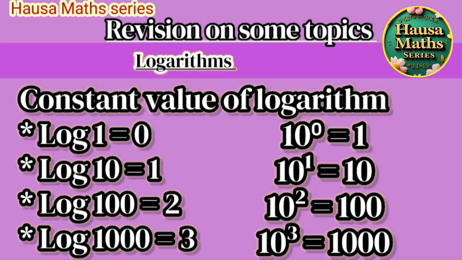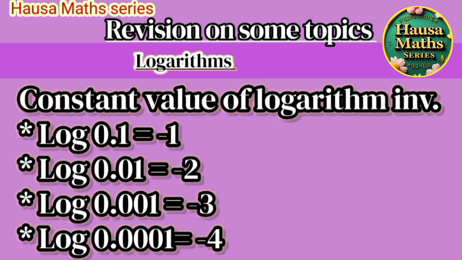When we give 10 power 3, it will be 1000. So log 1000 is 3. Similarly, log 10,000 is 4. Log 100,000 is 5. Log 1 million is 6. Log 10 million is 7. Up to infinity. Then if you are taking its inverse, log 1 over 10 is minus 1, log 1 over 100 is minus 2, log 1 over 1000 is minus 3, continuously. So this is a constant value of logarithm.